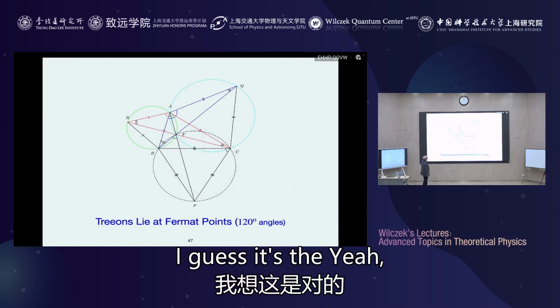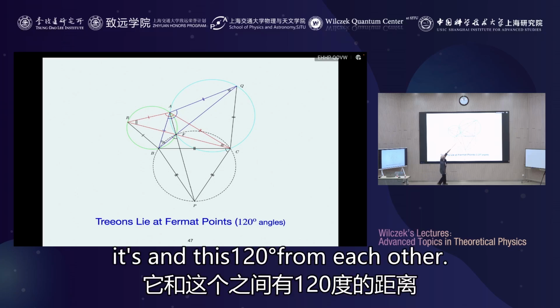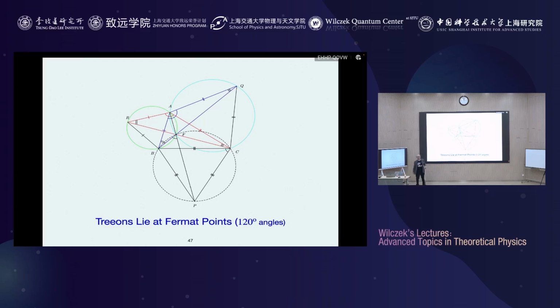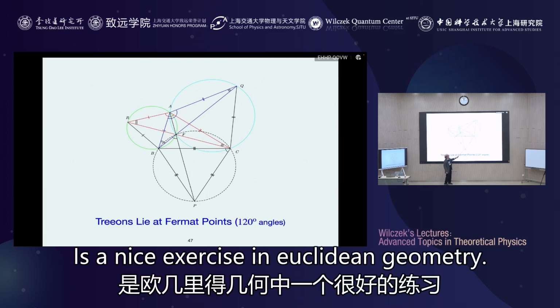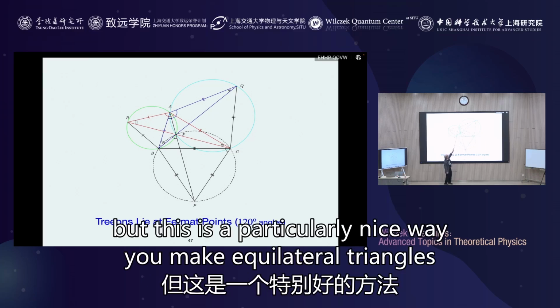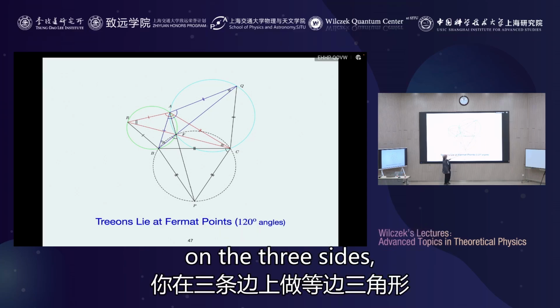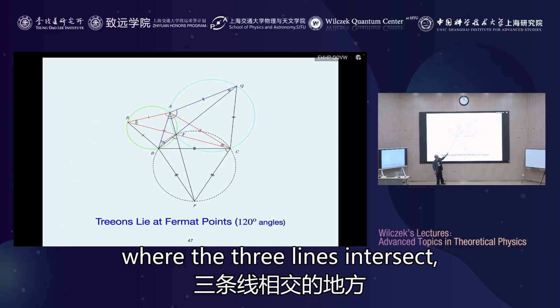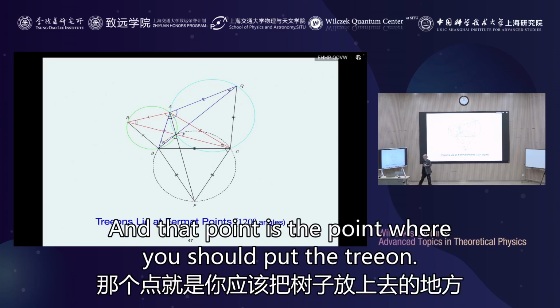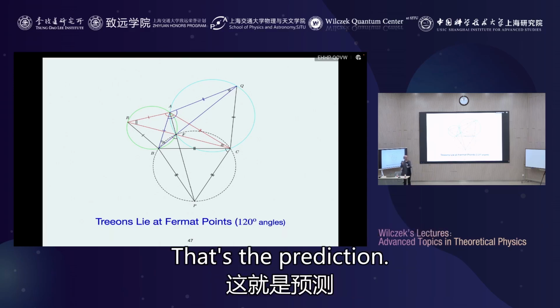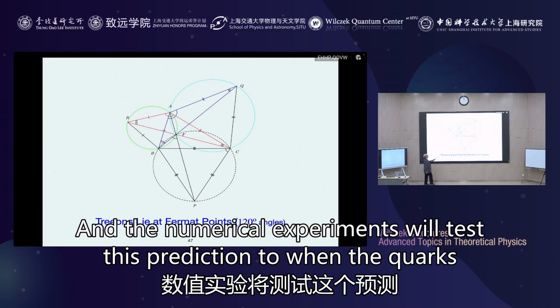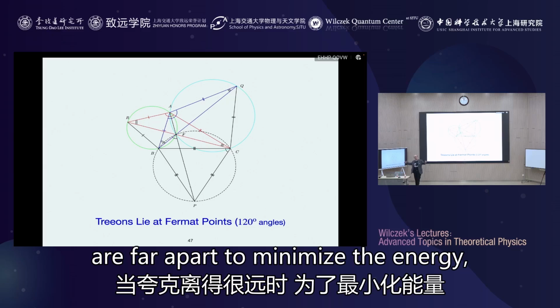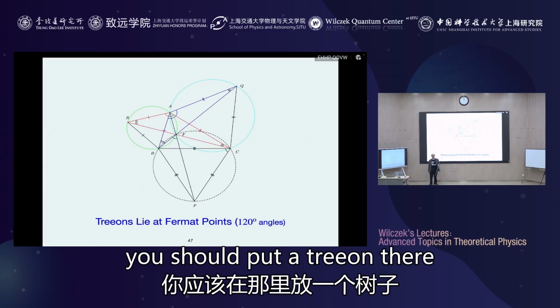This, and this, are all at 120 degrees from each other. And here's how you construct it. This is a nice exercise in Euclidean geometry. There are many ways to do it, but this is a particularly nice way. You make equilateral triangles on the 3 sides, and then connect each of those to its corresponding opposite vertex. Where the 3 lines intersect, they intersect in a point, and that point is where you should put the trion. So that's the prediction, and the numerical experiments will test this prediction when the quarks are far apart. To minimize the energy, you should put a trion there.